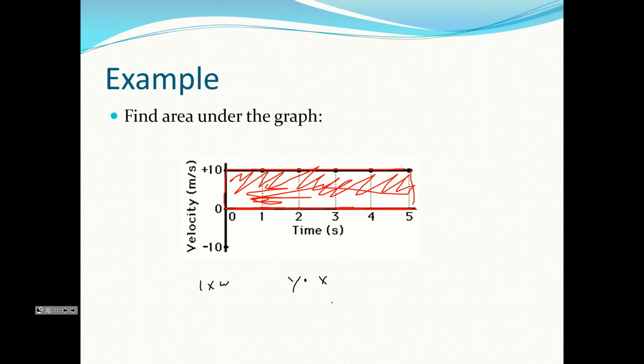So our x is 5 seconds. And our y is 10 meters per second. And we're multiplying those two numbers. So we get 50. But 50 what? Well, we have seconds on top and seconds on the bottom, and we're multiplying these two numbers. So we end up with 50 meters. So what this tells us, area under the graph, it'll tell us our displacement or distance.